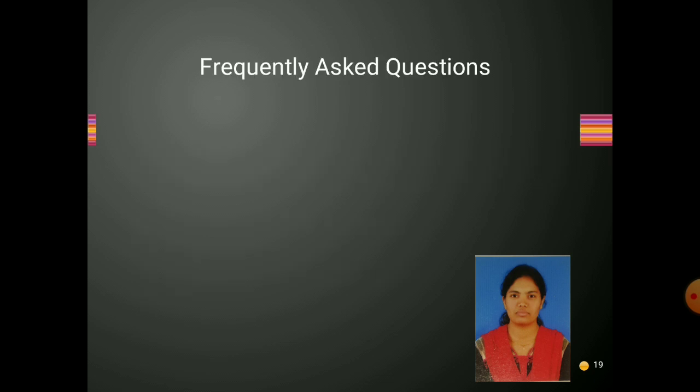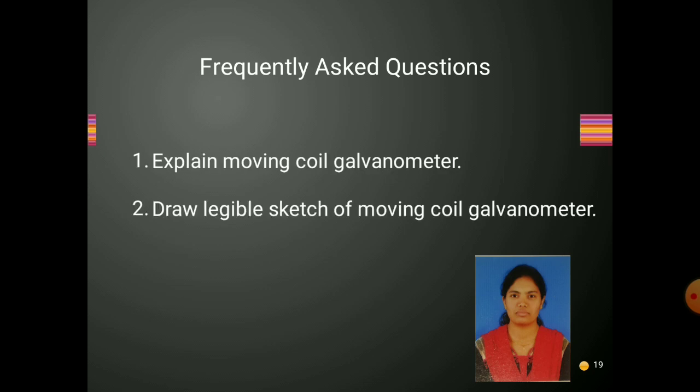Here are some frequently asked questions. Explain the moving coil galvanometer. With the help of a diagram, we are going to explain the construction, theory, and the relation between I and theta in the first question. And in the second question, it is simply to draw a legible sketch of the moving coil galvanometer.